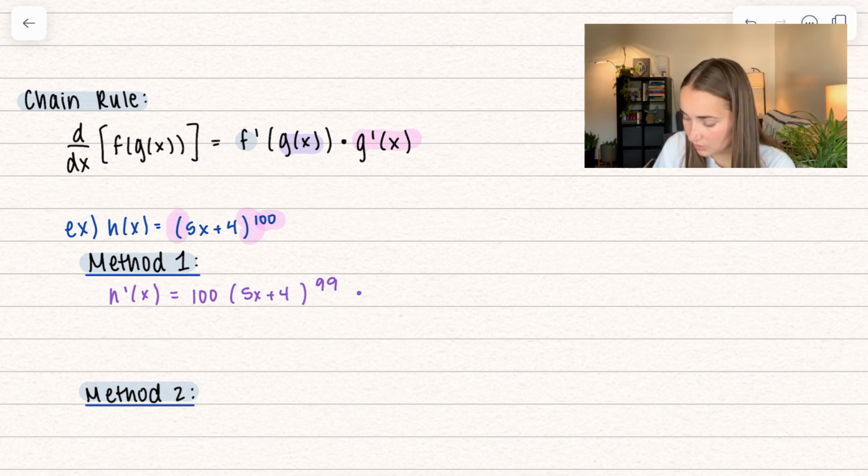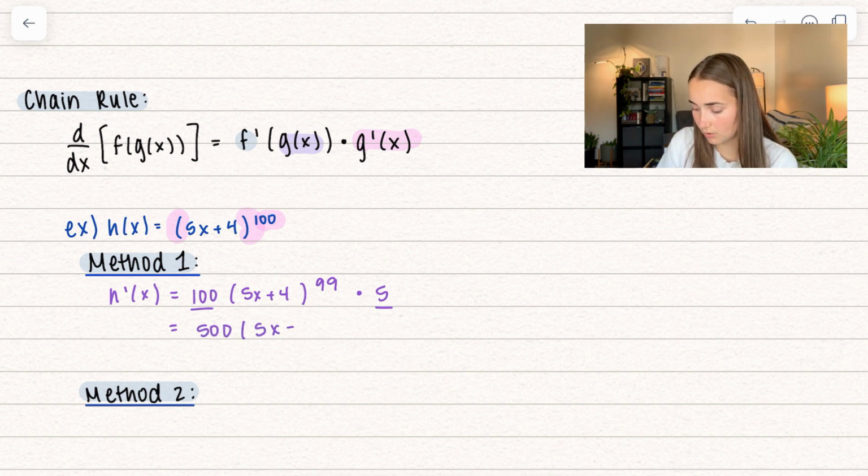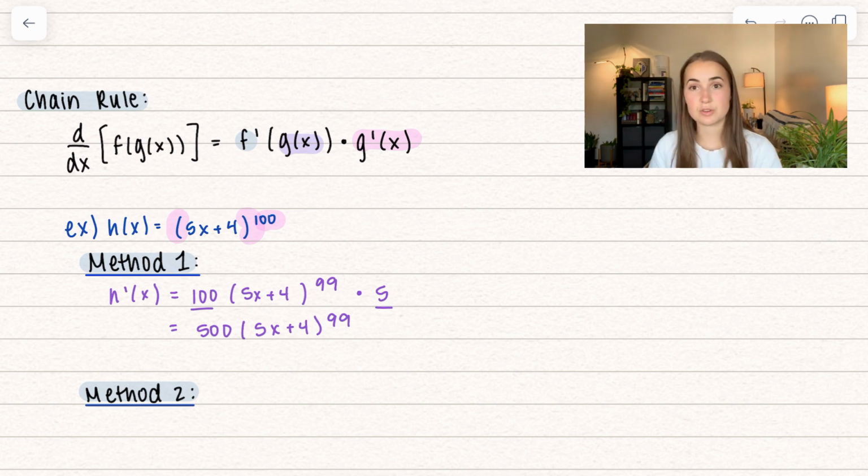But now what we want to do is multiply by the derivative of the inside. So I'm going to multiply by the derivative of 5x + 4, which is just 5. When I simplify this out, I'm going to multiply this 100 times 5. So I get 500 times (5x + 4) to the power of 99. So that's the way where it's just super straightforward. You just say it out loud or you do it in your head.